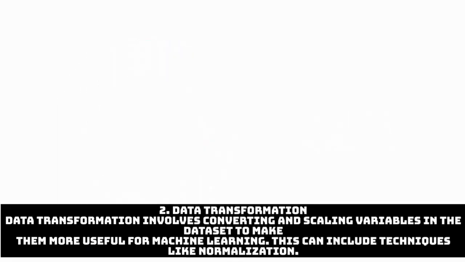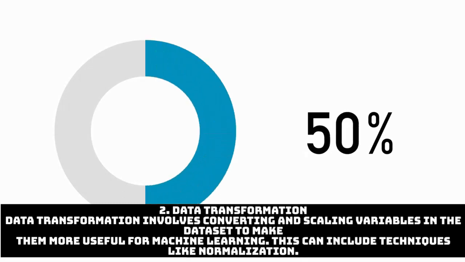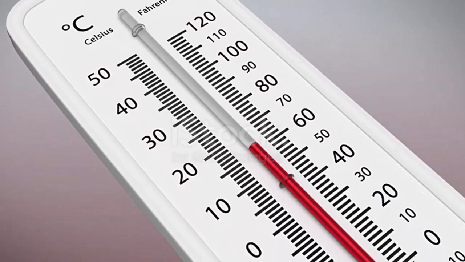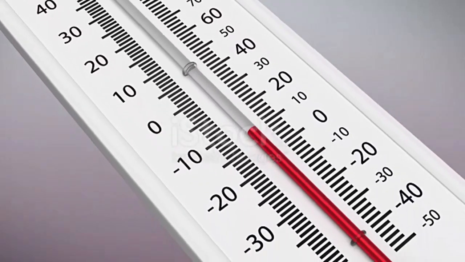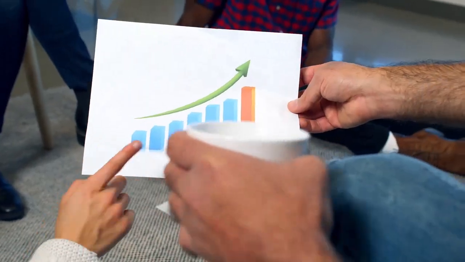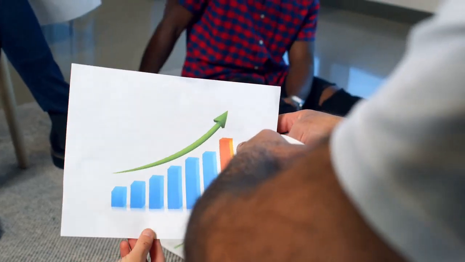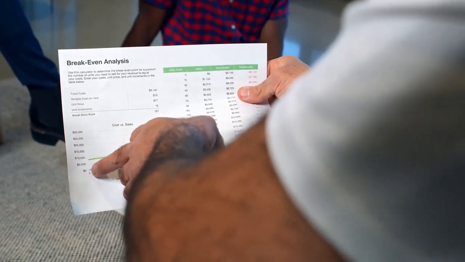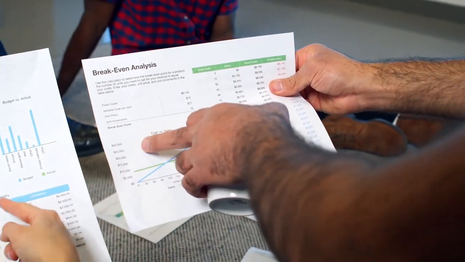The second is data transformation. Data transformation is really important. It involves converting and scaling variables in the dataset to make them more useful for machine learning. This includes techniques like normalization, standardization, and even log transformation. Just to give you a simple example, machine learning doesn't understand categorical data, right? If you have a temperature given as a categorical input, let's say high, medium, and low temperature, then the machine doesn't understand that categorical data. So in this situation, we need to transform those characters to numbers.